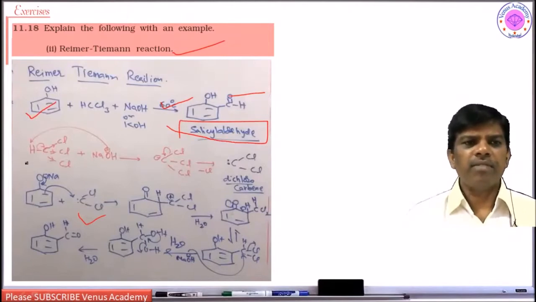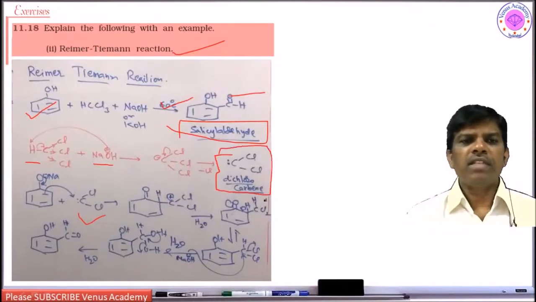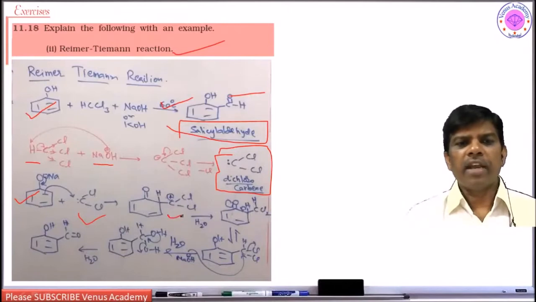What is the mechanism? The first step of this reaction is that it takes a proton by sodium hydroxide and then it further loses chlorine to give dichlorocarbene. It is one of the ways to prepare dichlorocarbene from chloroform. This dichlorocarbene adds to sodium phenoxide to give this dichlorocarbocation. This dichlorocarbocation loses a proton to give dichlorophenol.